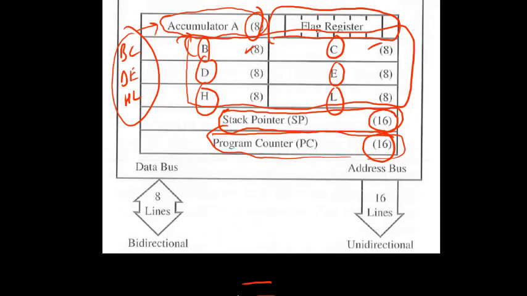Then here we have the data bus, which is of 8 lines. It is bidirectional. And we have the address bus, which is unidirectional and has 16 lines. We will study these in more detail in the next chapter.